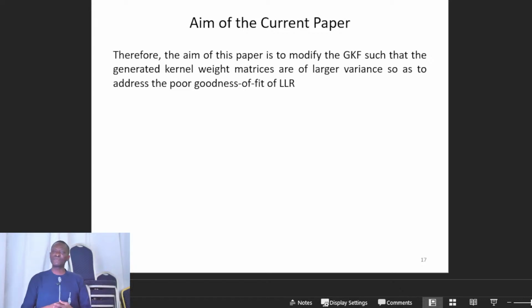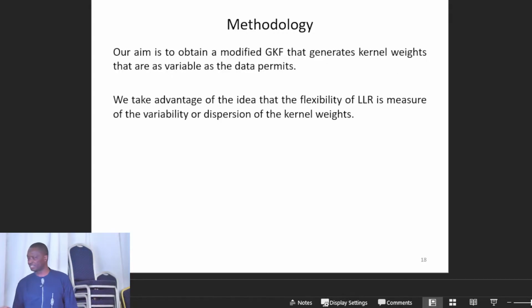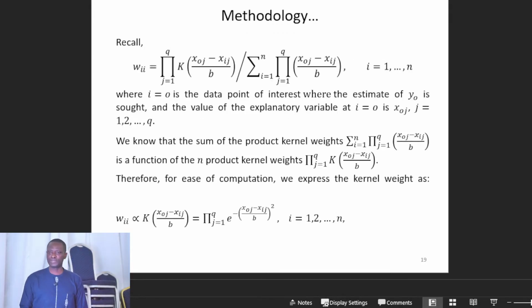Therefore, the aim of this paper is to modify the GKF such that the general kernel weight matches are of larger variance, so as to address the poor goodness of fit of LLR.